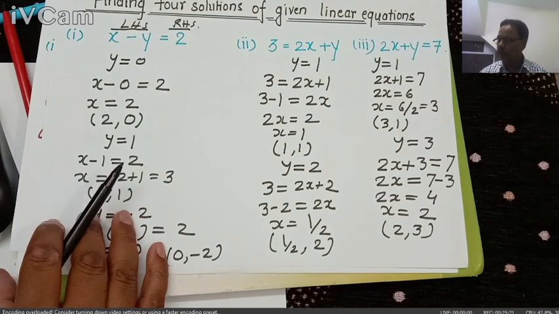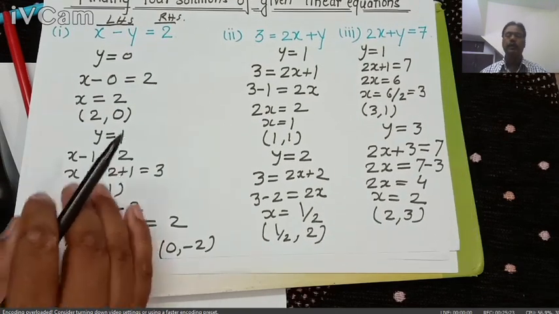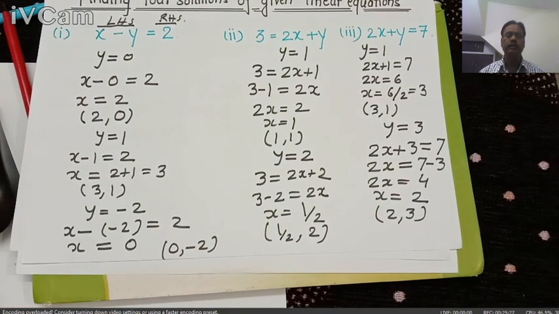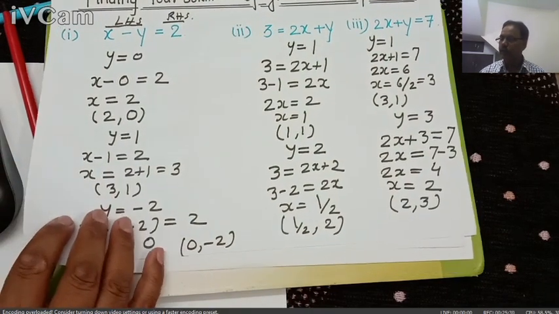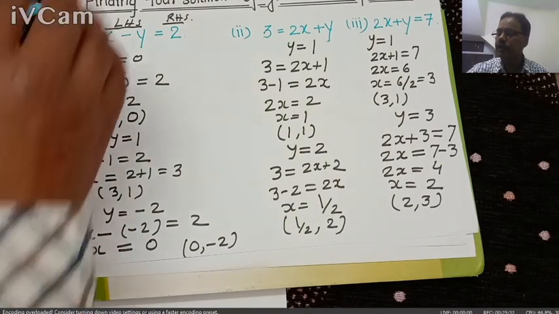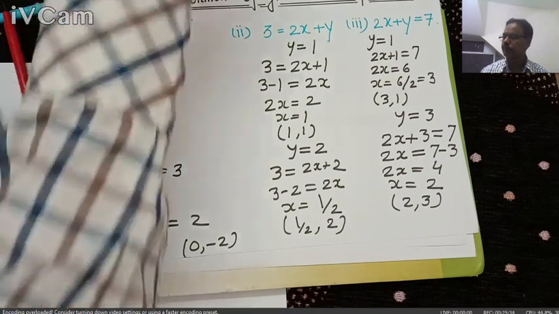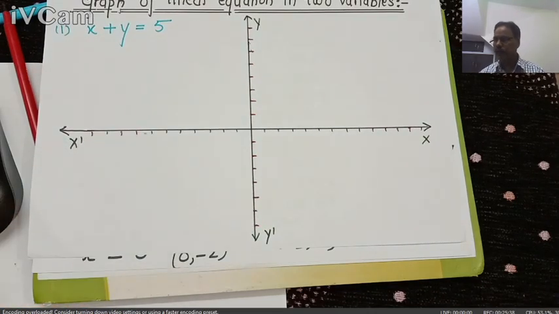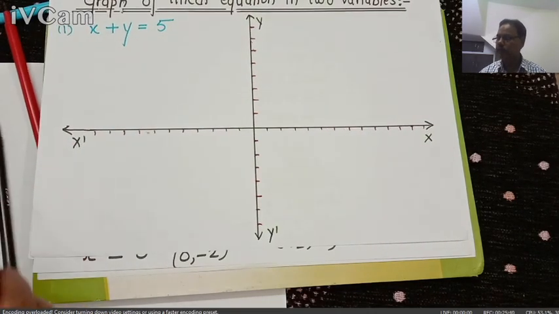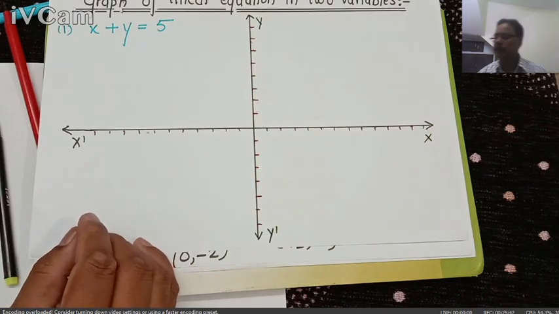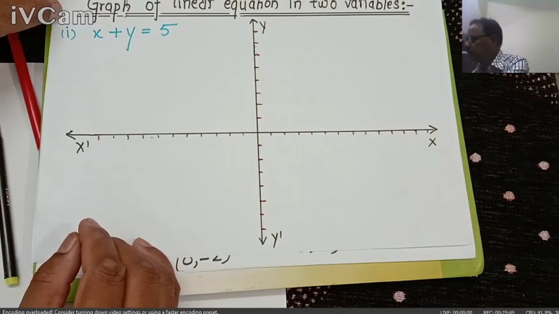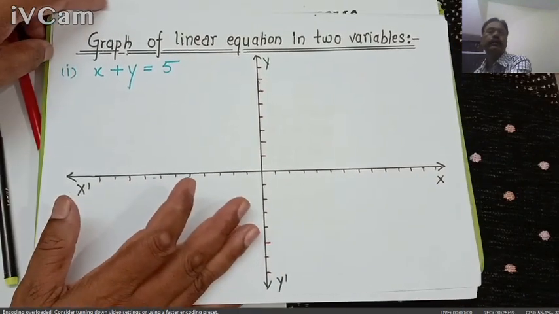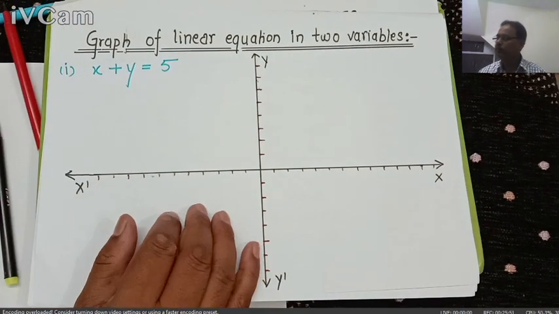Understand? Now we are coming to the graph of linear equations. How do we draw the graph of a linear equation in two variables? Let us see. Graph of linear equation in two variables.